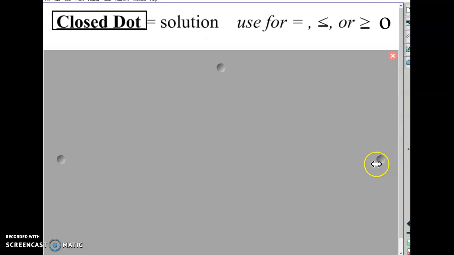Here's how we're going to do it. First of all, we put a dot at the number found in the inequality. If the inequality says a number is greater than 1, we're going to put a dot at 1. If that number is a solution for that inequality, we're going to have a dot like this right here, and we're going to fill it in like that. We're going to use a closed dot whenever we have these inequality symbols right here. Closed dot means it is a solution.